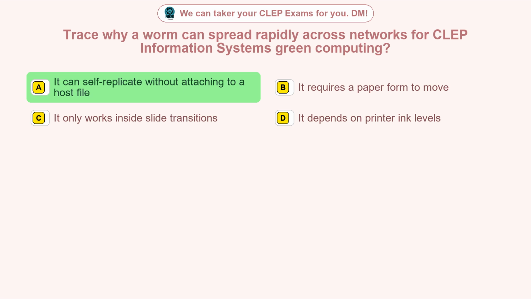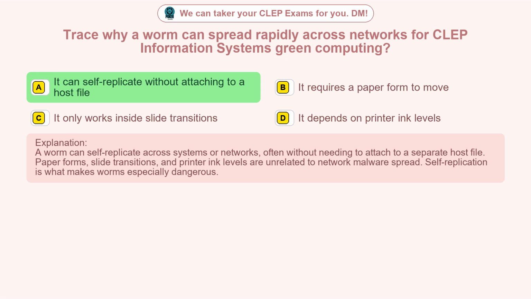It can self-replicate without attaching to a host file. A worm can self-replicate across systems or networks, often without needing to attach to a separate host file. Paper forms, slide transitions, and printer ink levels are unrelated to network malware spread. Self-replication is what makes worms especially dangerous.